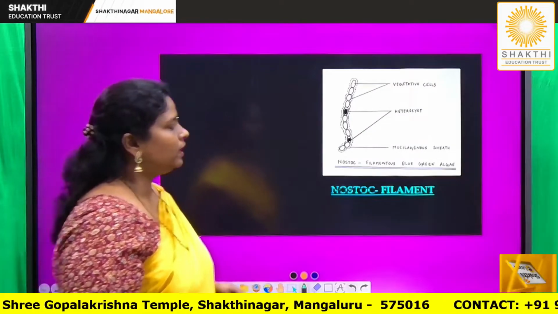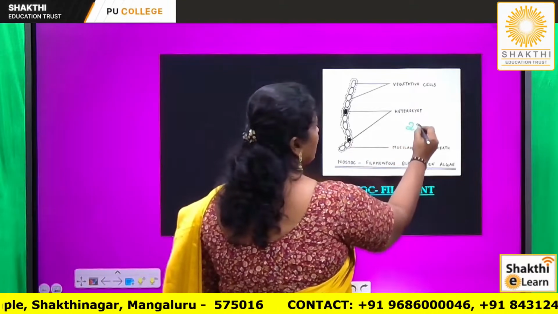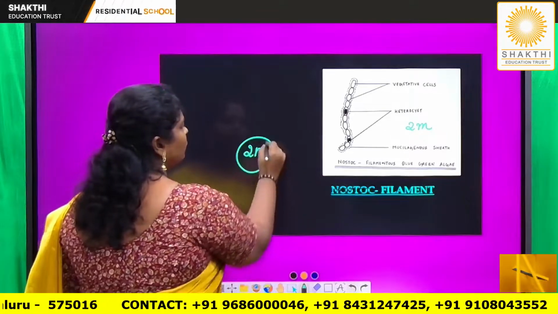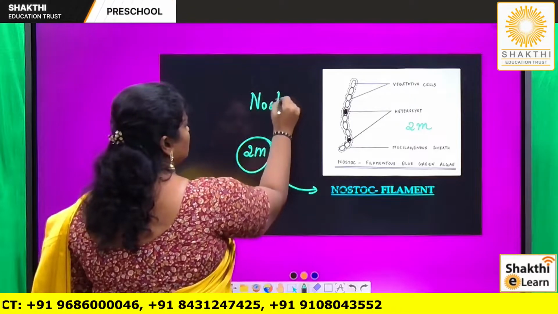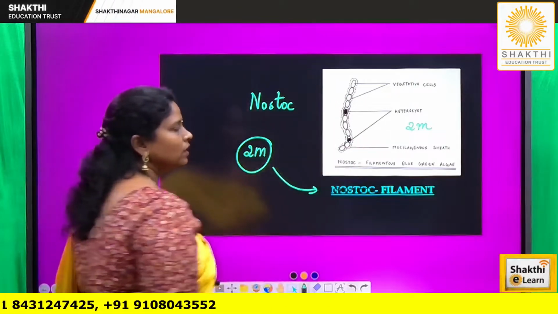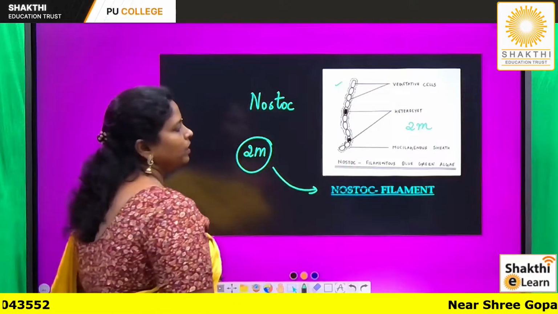This is a diagram of a Nostoc filament. For your exam, this simple diagram can be asked for 2 marks: draw a neat labelled diagram of a Nostoc filament. This is how Nostoc looks. All these are the cells which are arranged in a chain-like fashion, vegetative cells which carry out the functions of the entire filament or the colony.